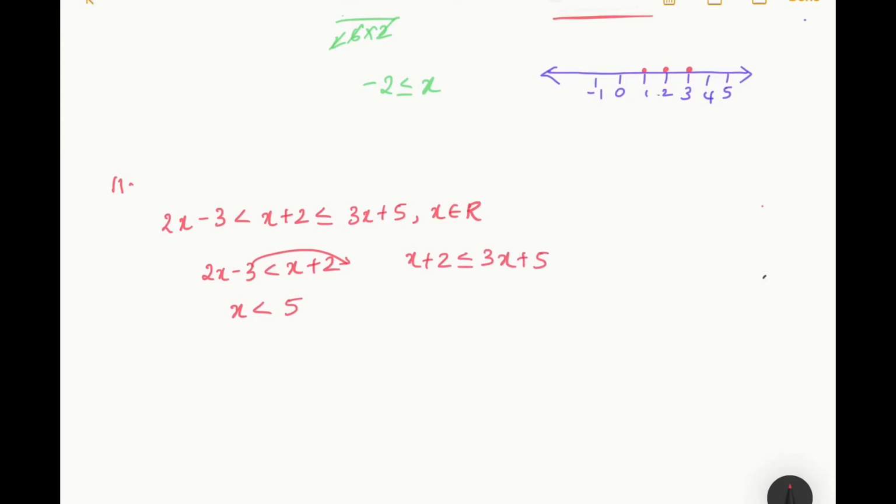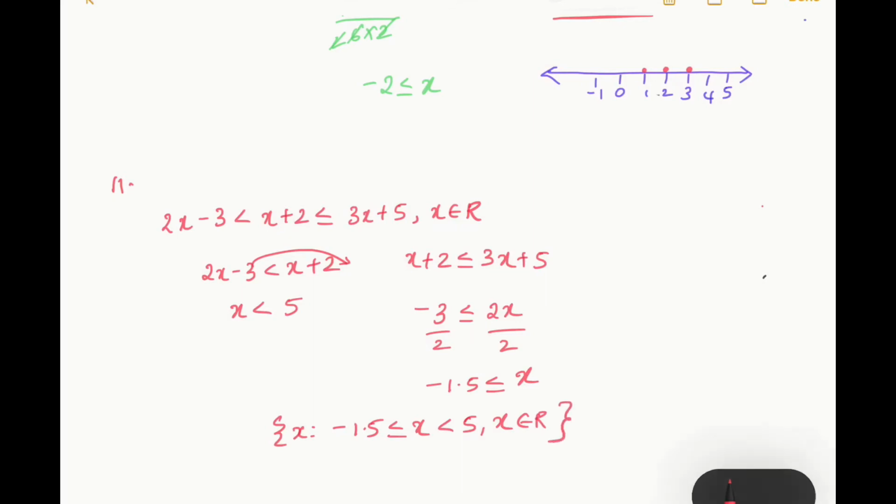Take x to that side and the number to this side. Minus 3. 2 minus 5 is minus 3, less than or equal to 3x minus x. 3x minus x is 2x. Divide by 2 on both the sides. So you'll get minus 1.5 less than or equal to x. So finally you get x such that minus 1.5 less than or equal to x less than 5, where x belongs to R.